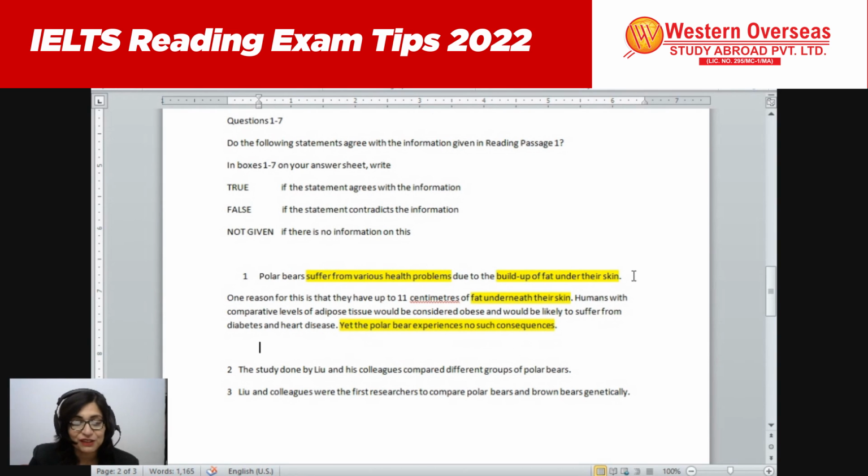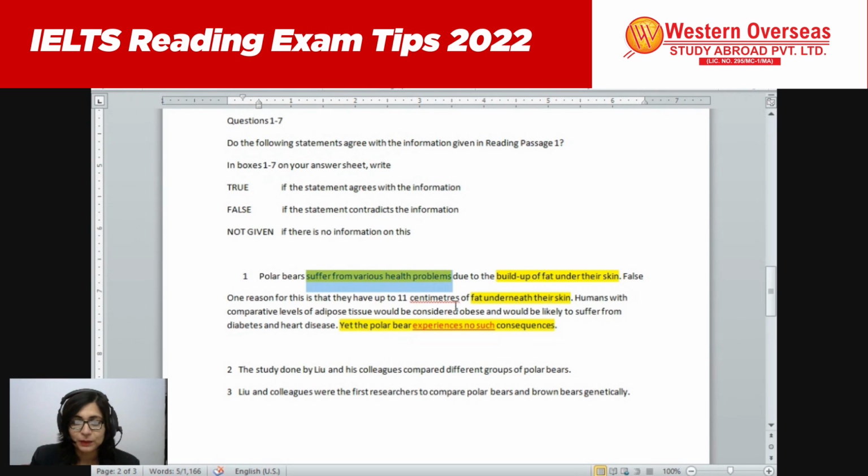Yes, this is a time for self practice. Keep watching the video and do your practice alongside. So what will the answer be here? Our answer will be false because they are saying no such consequences, a negative tone available at this place. No such consequences. Here they are saying polar bears suffer.